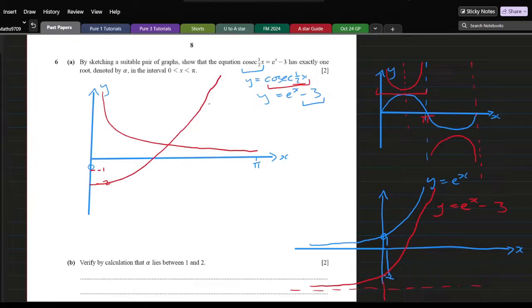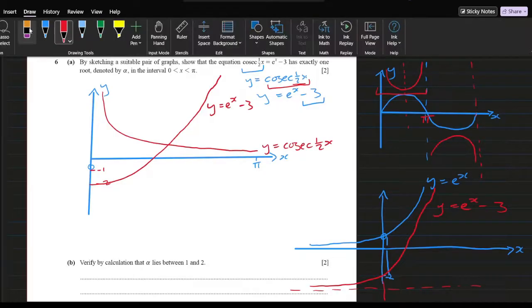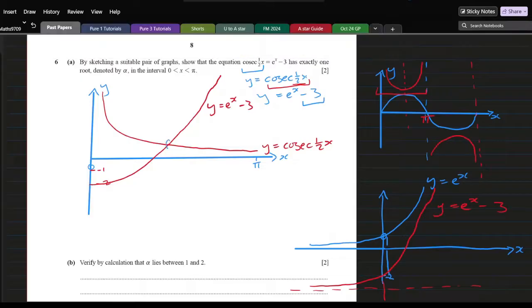And this would be y is equal to the exponential of x minus 3, and this is y is equal to cosec half x. And we can clearly tell that there is only one point of intersection between 0 and pi, and that means that there is only one root alpha.